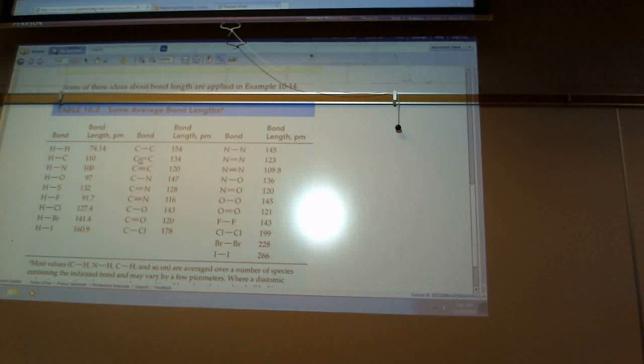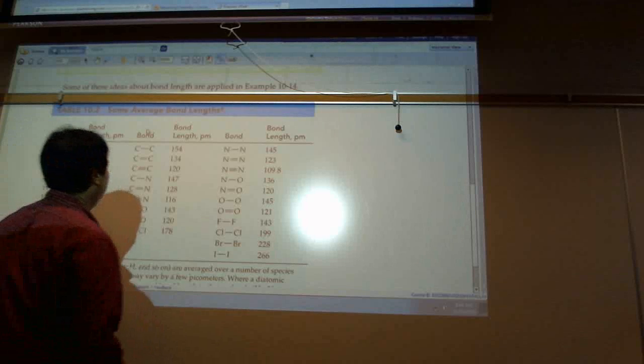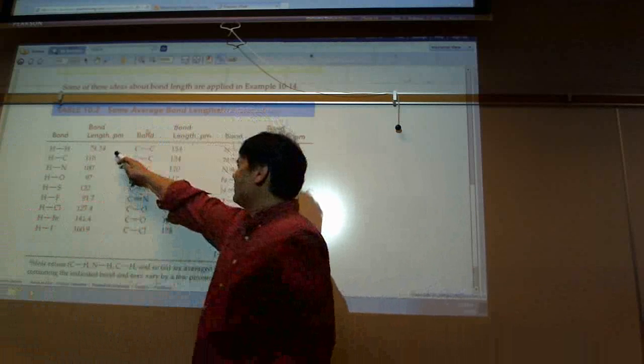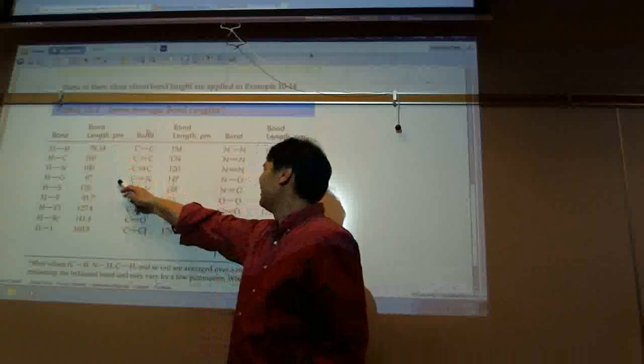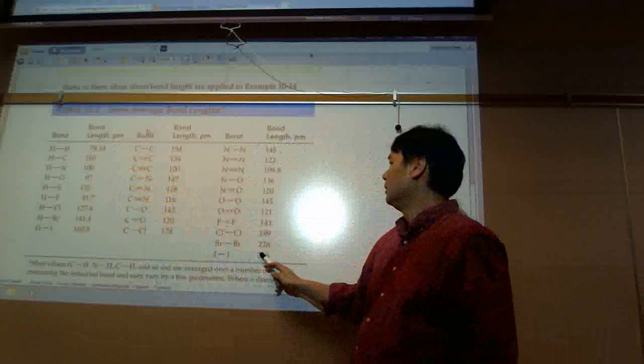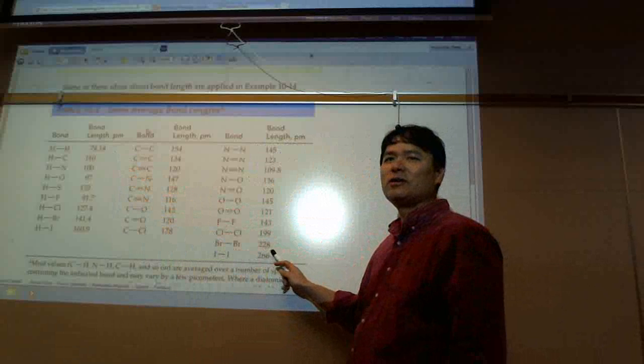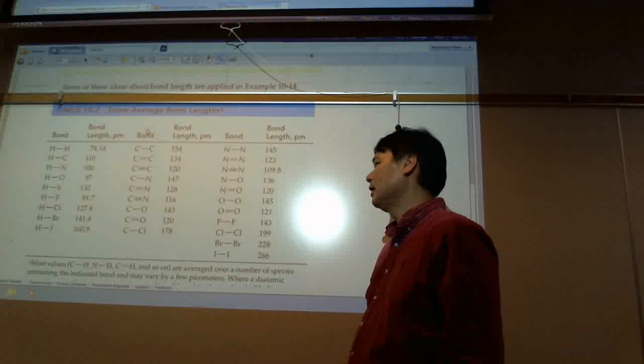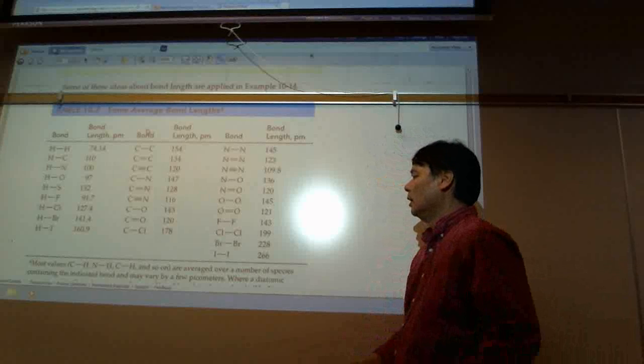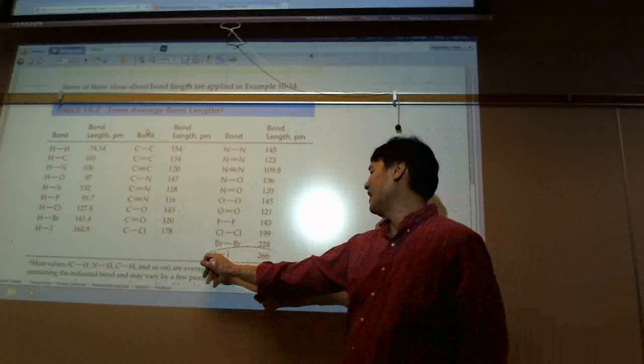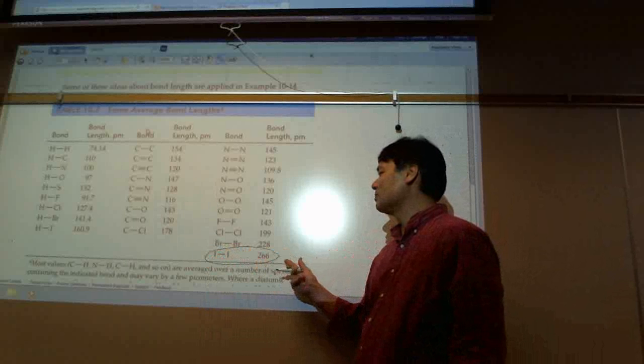So let's take a look at some of the bond lengths here. Hydrogen's going to be short because these atoms are small. Hydrogen iodine's going to be kind of long because iodine's big, 161. And so the single bonds we said varied from about 74 picometers to about 300, so about 100 to 300 picometers of bond length for single bonds. The iodine should be the longest bond and the weakest.